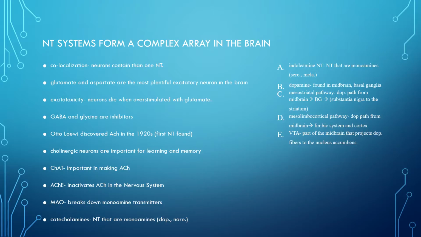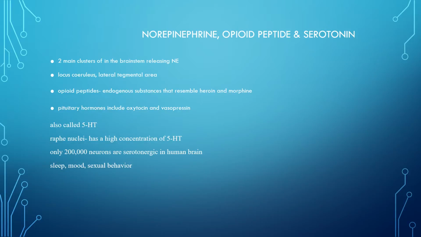Catecholamines, neurotransmitters that are monoamines. Dopamine is found in the midbrain and basal ganglia. Mesostriatal pathway: it's where the dopamine goes from the midbrain to the basal ganglia, to the substantia nigra, to the striatum. Mesolimbocortical pathway: the dopamine pathway from the midbrain to the limbic system and cortex. VTA: part of the midbrain that projects dopamine fibers to the nucleus accumbens. Norepinephrine, opioid peptides, and serotonin.